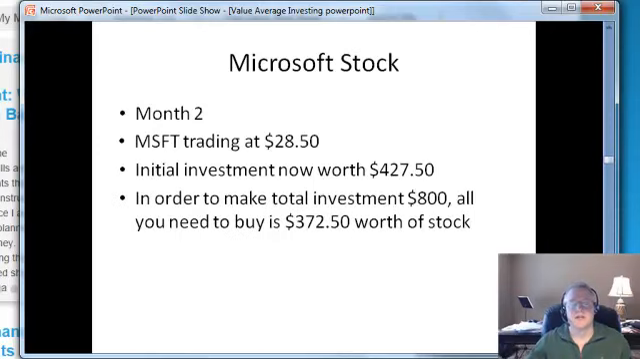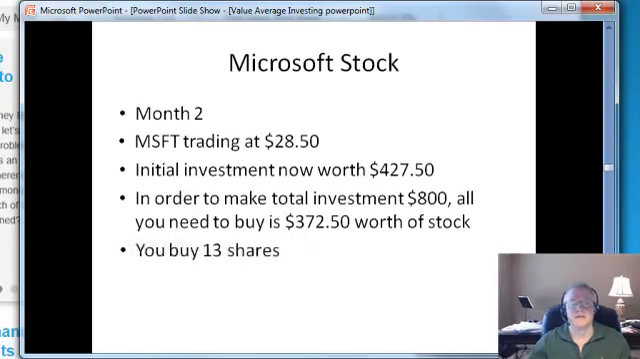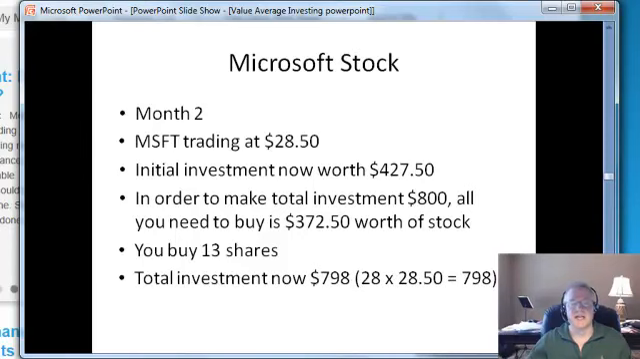So to make that total investment of $800, we've got to take 800 minus 427.50 and realize that all you need to then buy is $372.50 worth of stock. So you take that $372.50, divide by the 28.50, and you come up with 13 shares. So you'd buy 13 shares of Microsoft at this point in time, and you'd come up with a total investment of $798. You add the 13 shares plus 15 shares, and you come up with 28 shares. You multiply that by the current price, which is $28.50, and come up with $798.